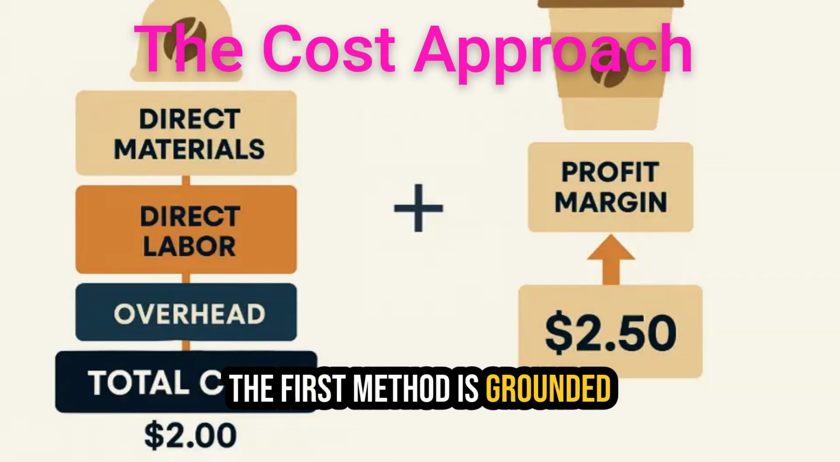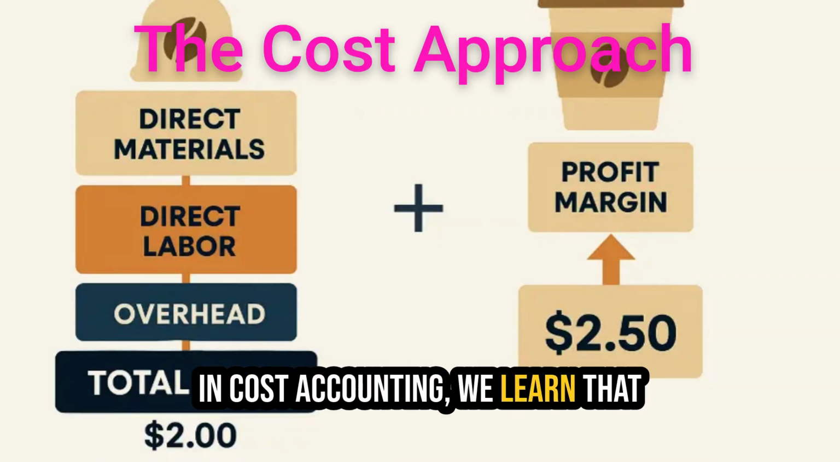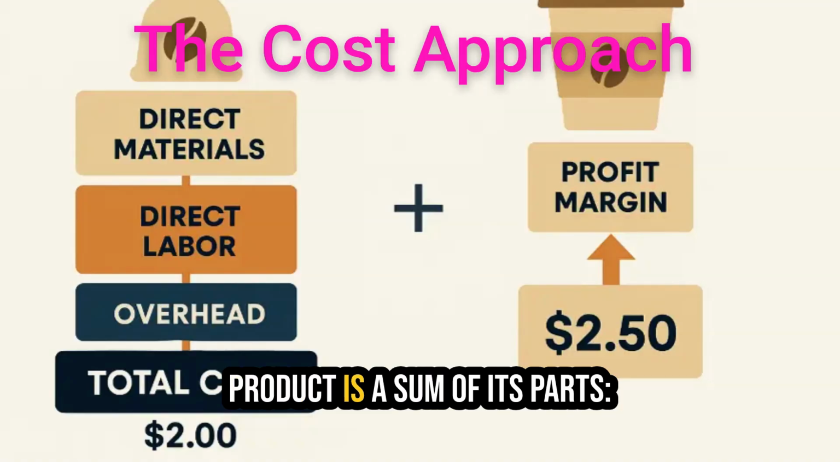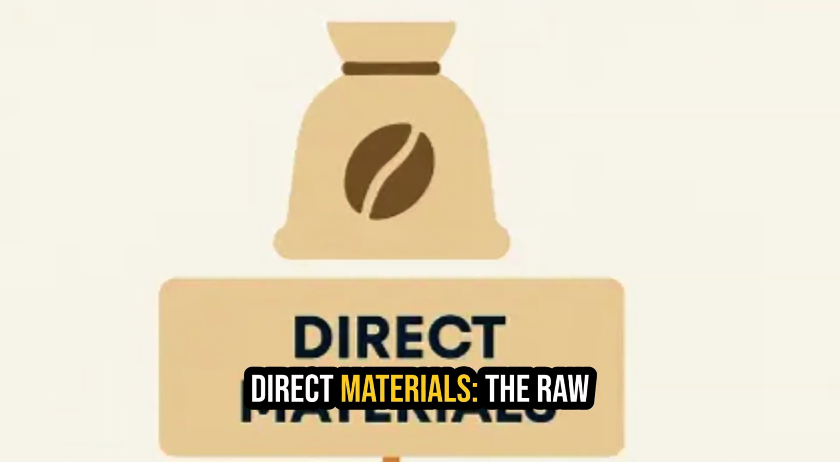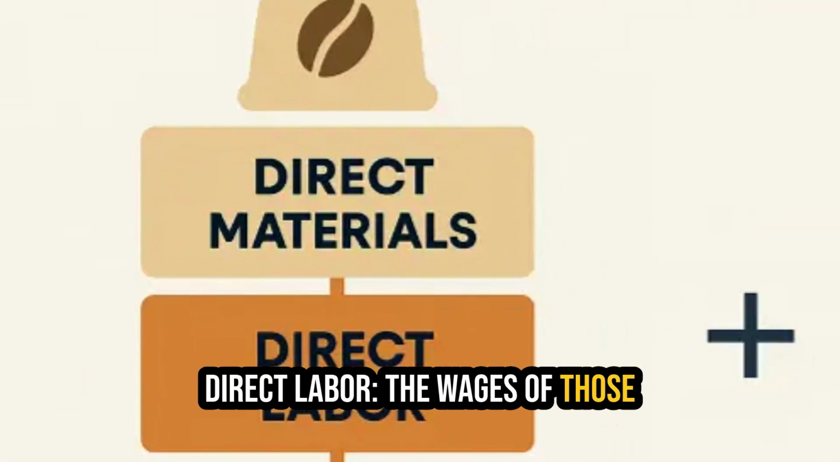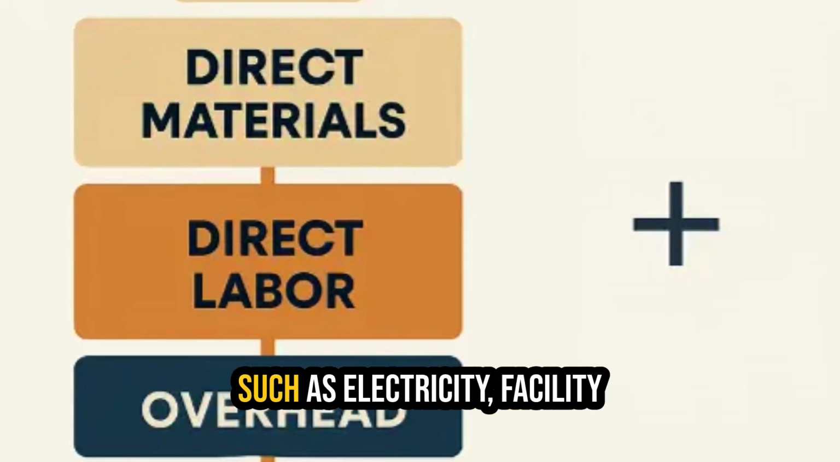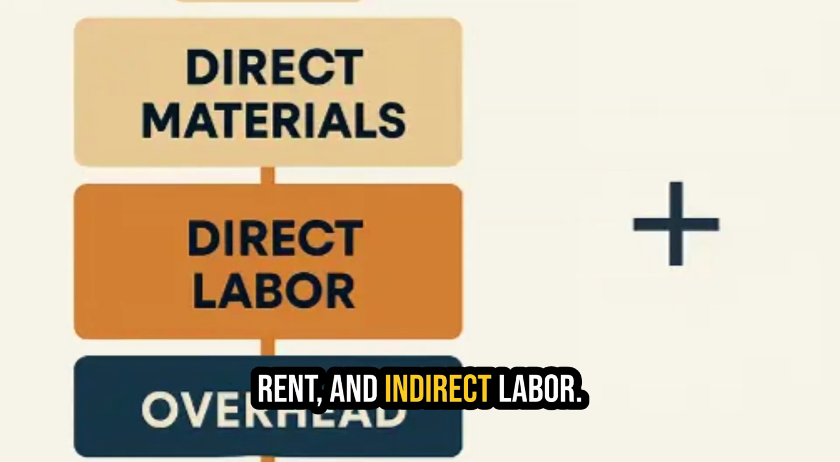The first method is grounded in accounting and is often called the cost approach. In cost accounting, we learn that the cost of any manufactured product is a sum of its parts. Direct materials, the raw goods that go into the product. Direct labor, the wages of those who directly create the product. Overhead, all indirect costs such as electricity, facility rent, and indirect labor.